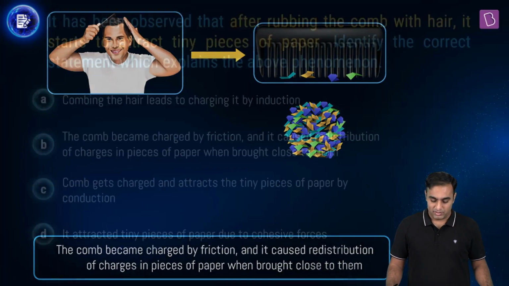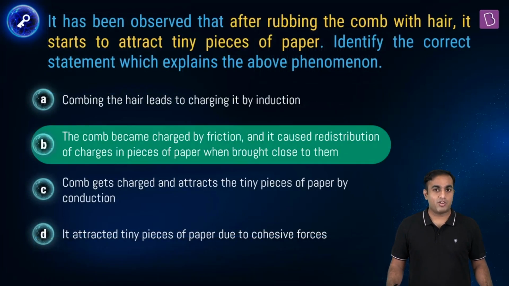Now, with this information, let's look at the options once again. You will see that the correct one is option B. The comb became charged by friction and it caused redistribution of charges in pieces of paper when brought close to them.